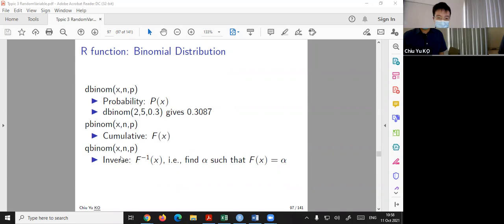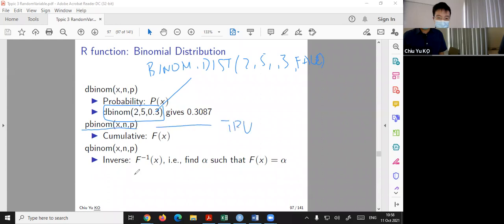So this is exactly binomial, 2 and 5 and 0.3, but with false. And what is this one? It will be everything the same but true. Okay, so let me go to R and show you all this.